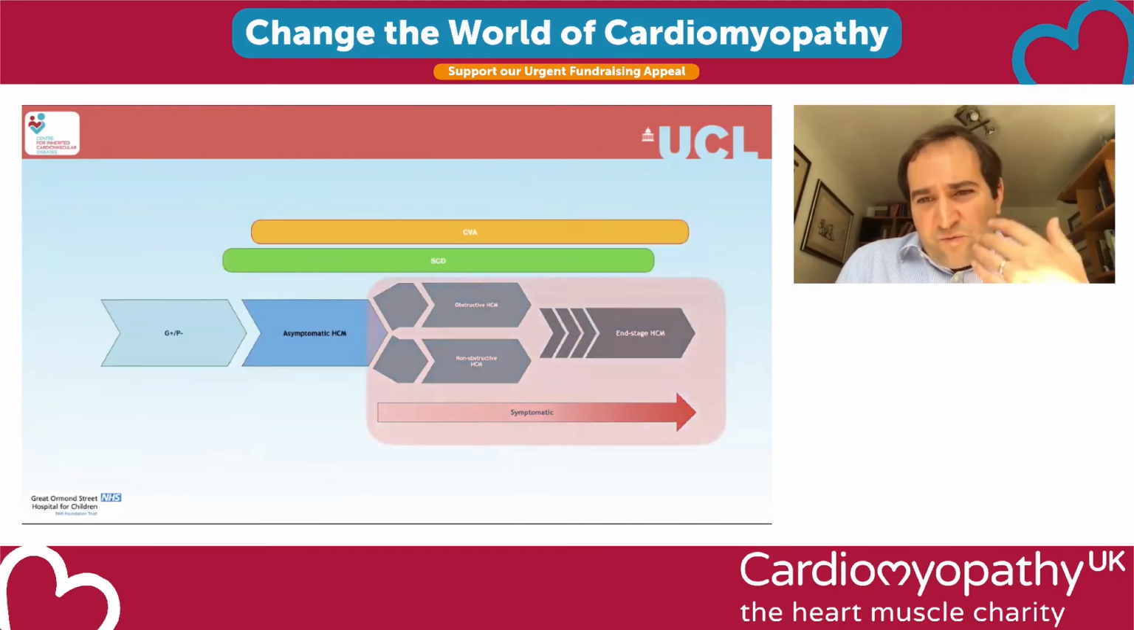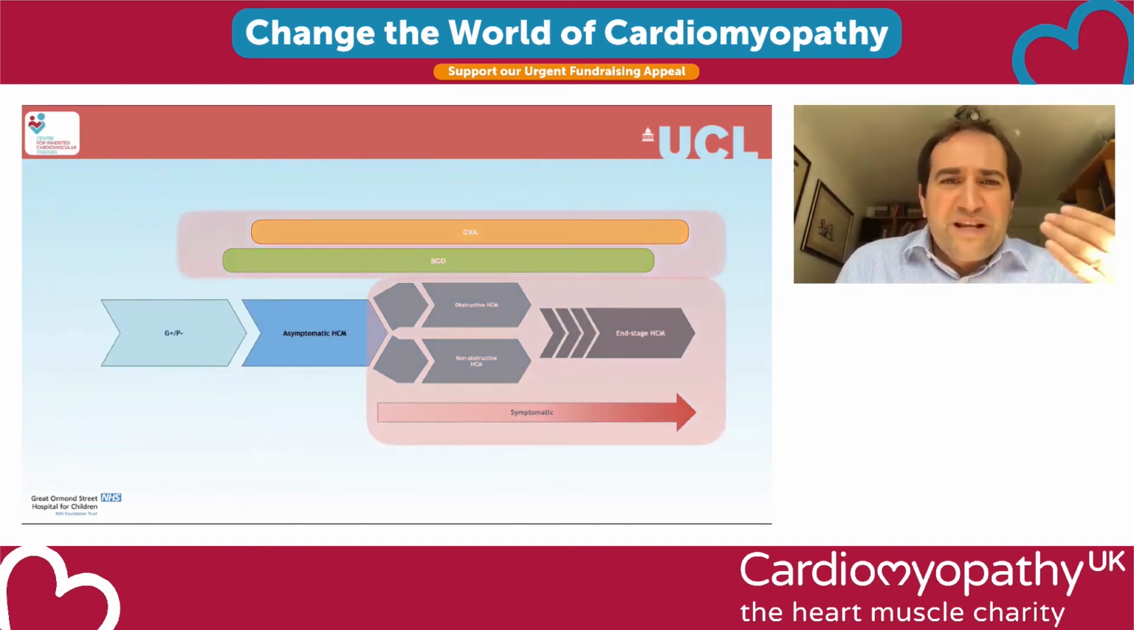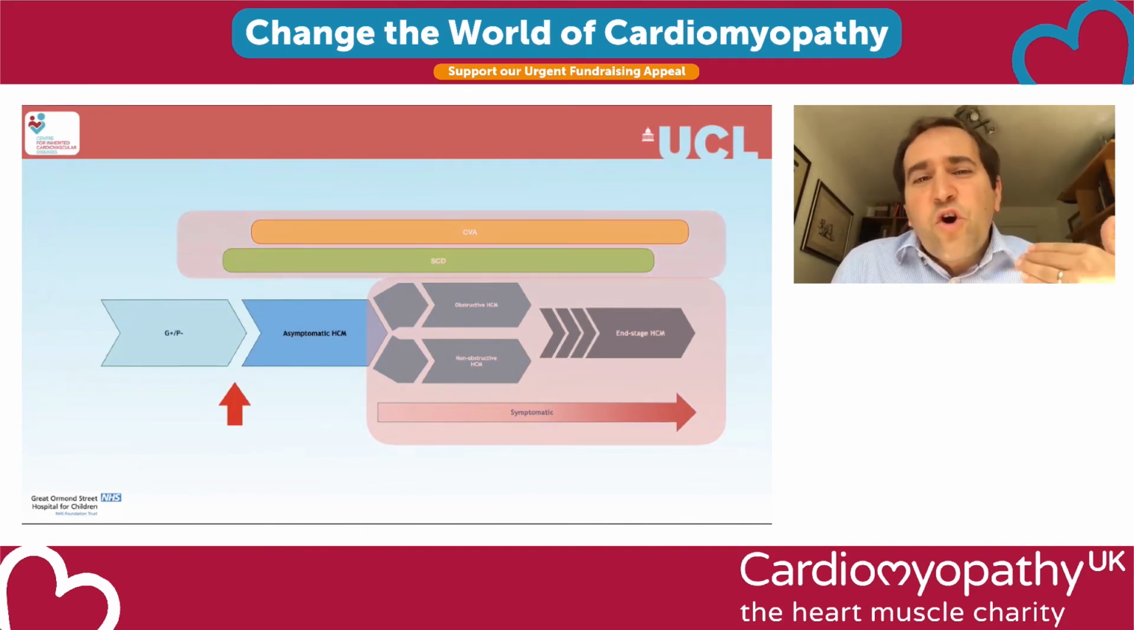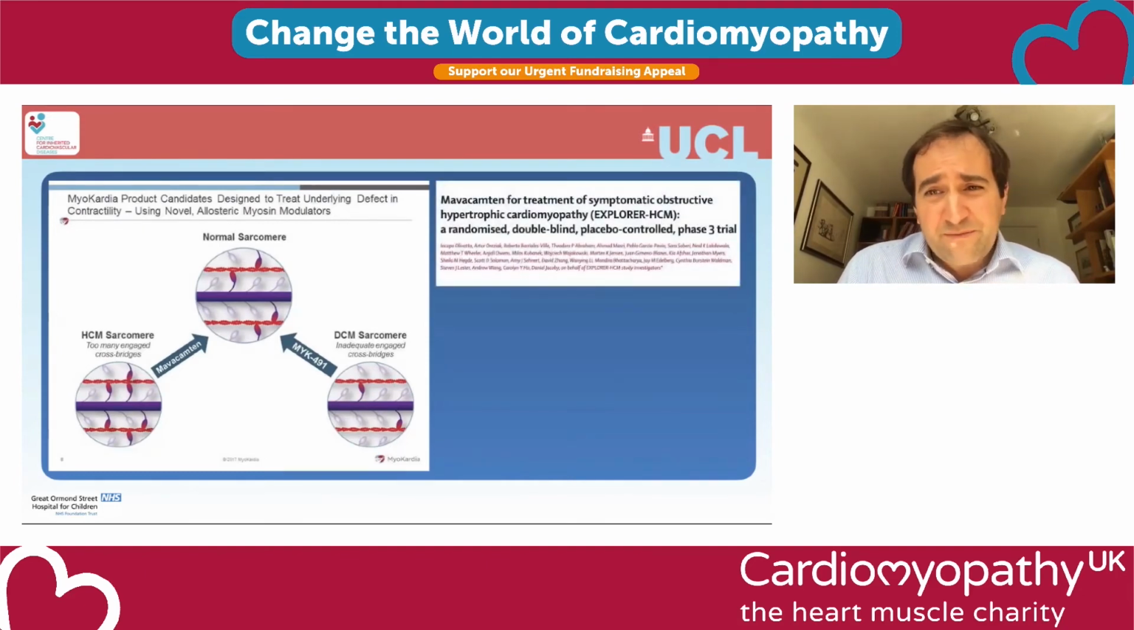And as I said, up until now, the treatment has been related to symptoms, related to preventing complications, but increasingly now, even for the more common types of cardiomyopathies, there are treatments coming online that could potentially affect the development or the progression of the condition. So there's a particular drug called Mavacamten that many of you will have heard of.